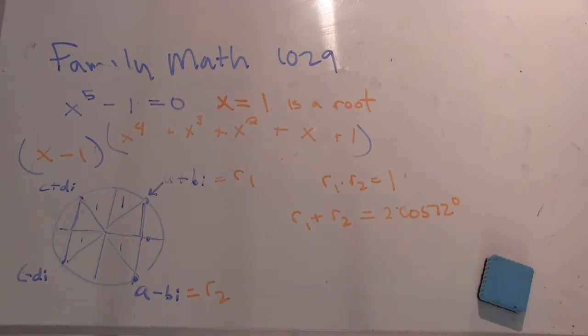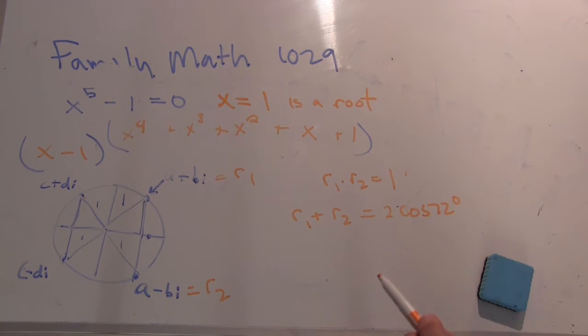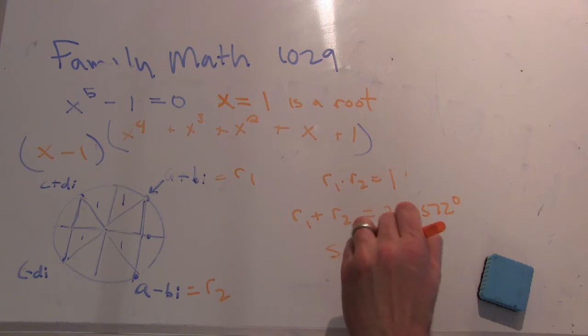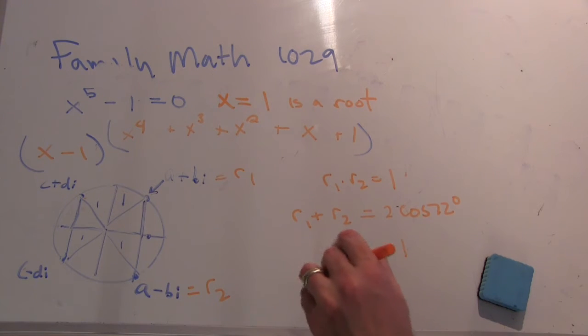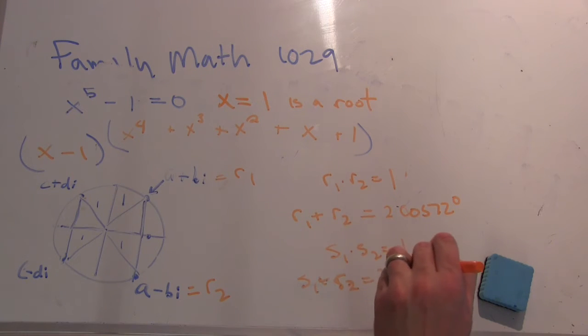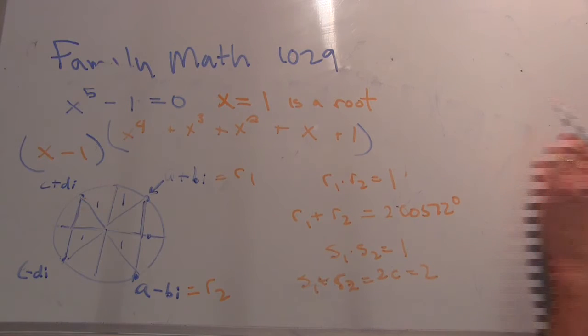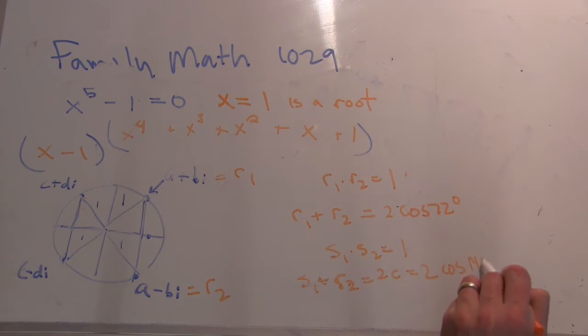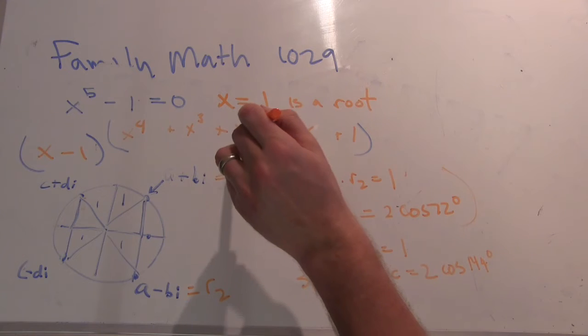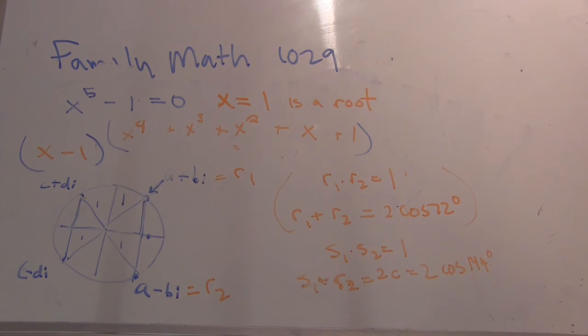The ones over here have the same property. I'll call those S1 and S2. S1 times S2 is 1, and S1 plus S2 equals 2C, which is 2 cosine of 144 degrees. So I have two pairs of roots here, and that suggests that this factors.